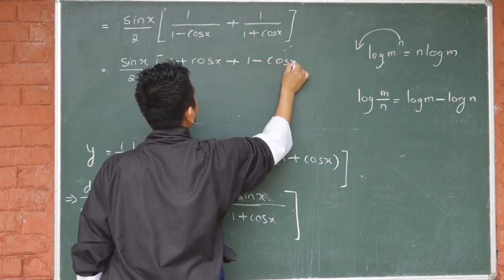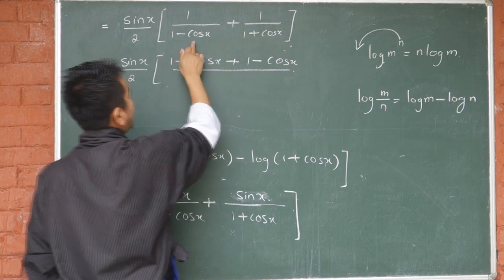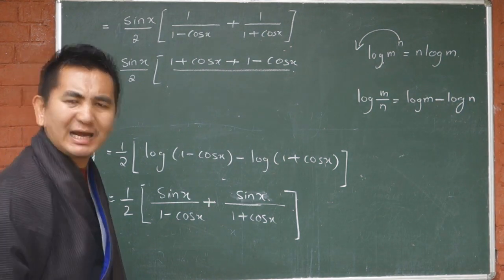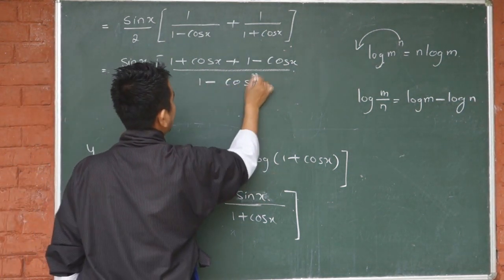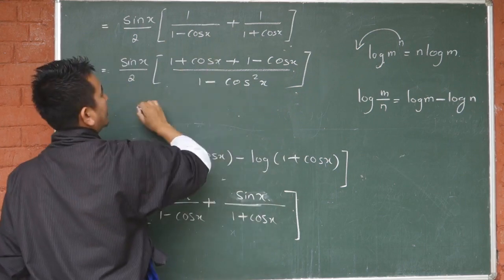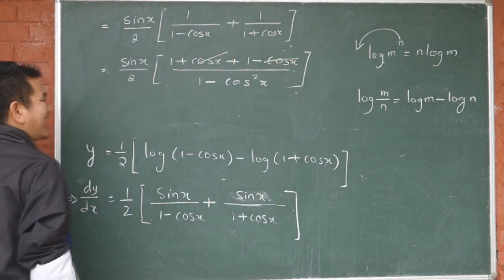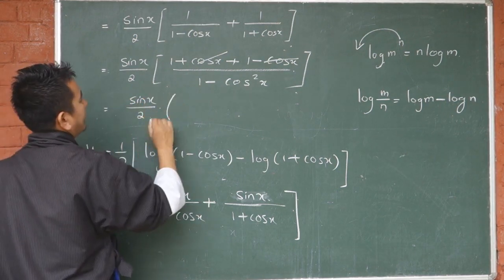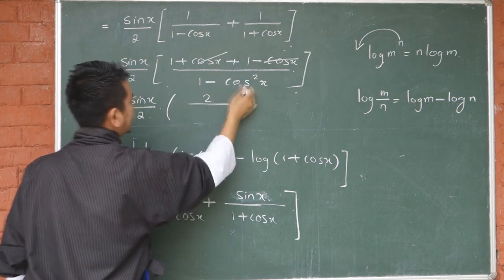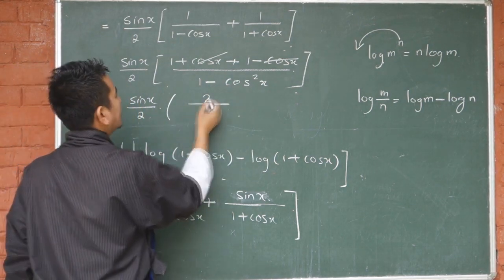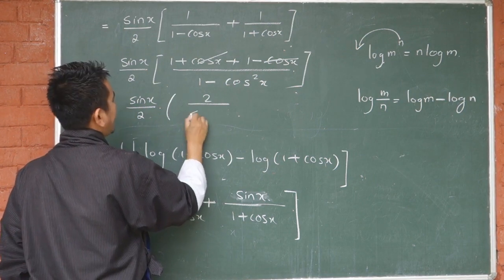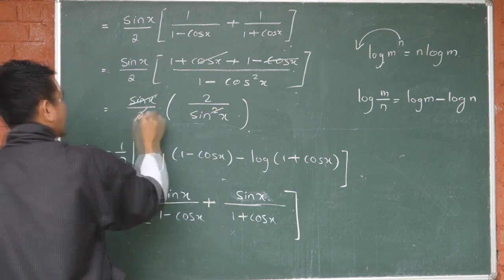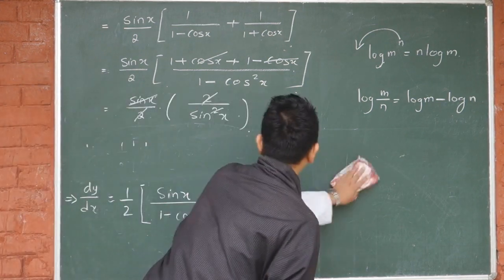Divided by, this is in the form of (a minus b) times (a plus b), which is a square minus b square, which is 1 minus cos square x. By this time you should be thorough. Then plus cos x minus cos x will get cancelled, which is equivalent to sin x divided by 2 times, we have here 1 plus 1 is 2, divided by 1 minus cos square x. You know that one? 1 minus cos square x is sin square x, identity. One of the sin will get cancelled. This 2 and this 2 will get cancelled.